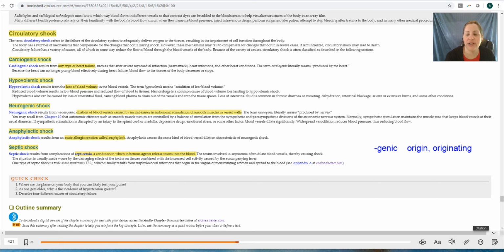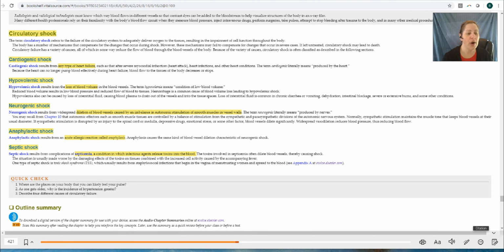Hypovolemic. Hypo means low, so low volume. Hypovolemic shock means that you are losing blood. This patient could be hemorrhaging, massive trauma. That means the heart is working just fine, but the blood is exiting the body like it's not supposed to. It can also be from chronic diarrhea, lots of vomiting, dehydration, burns, other reasons why you might be losing blood volume.